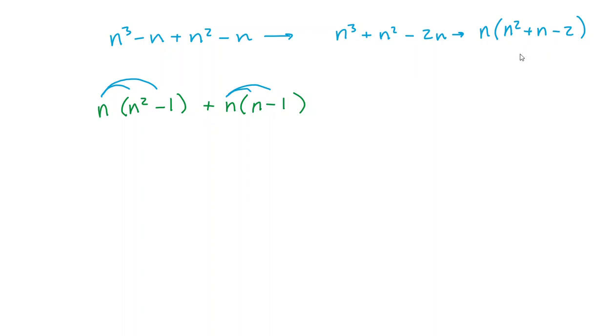And then we can do our factoring thing. What are the factors of -2 that add up to 1? And I think you can see that that's +2 and -1, so n plus 2, n minus 1, and then the n out there, and that is the answer.